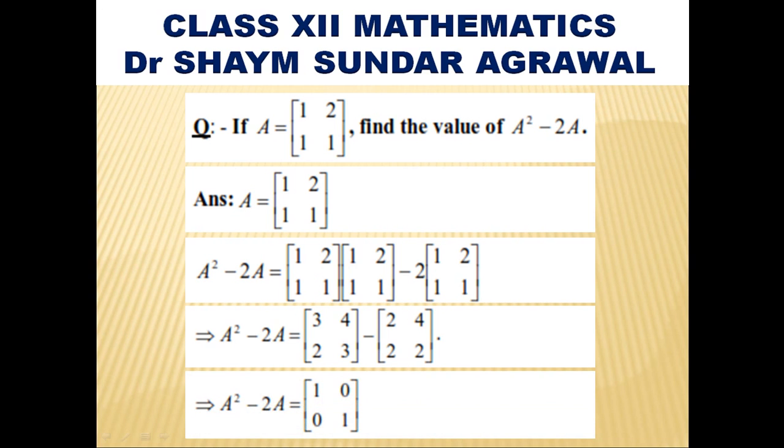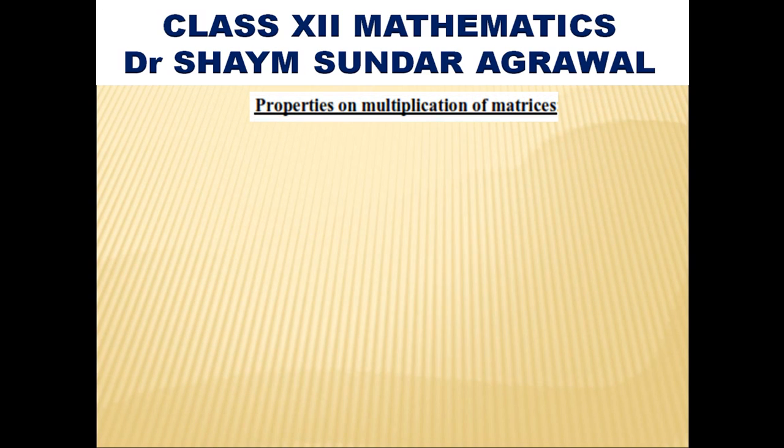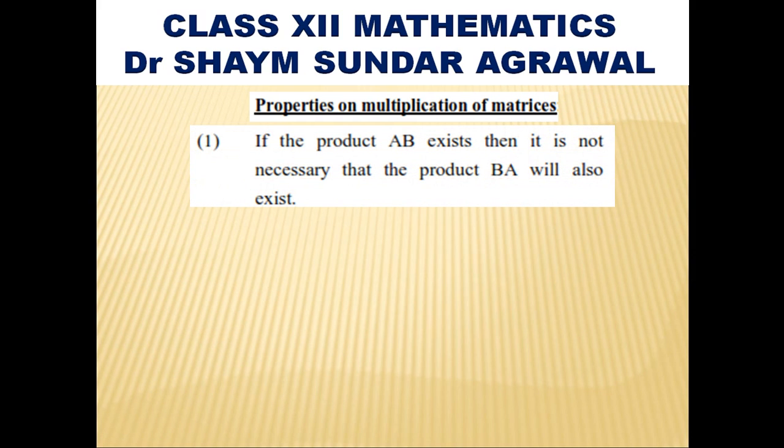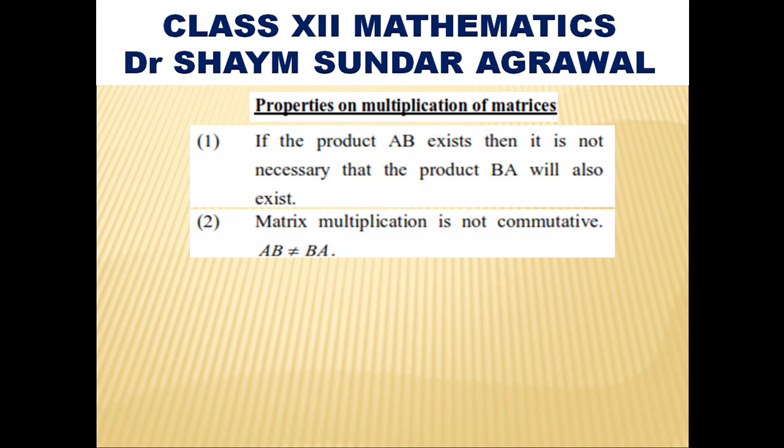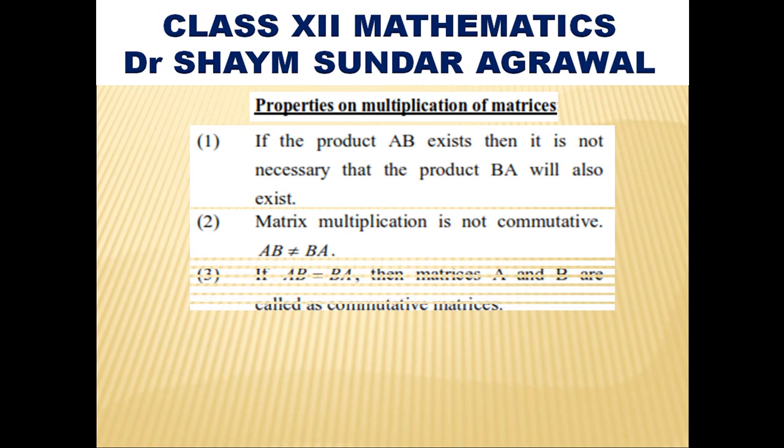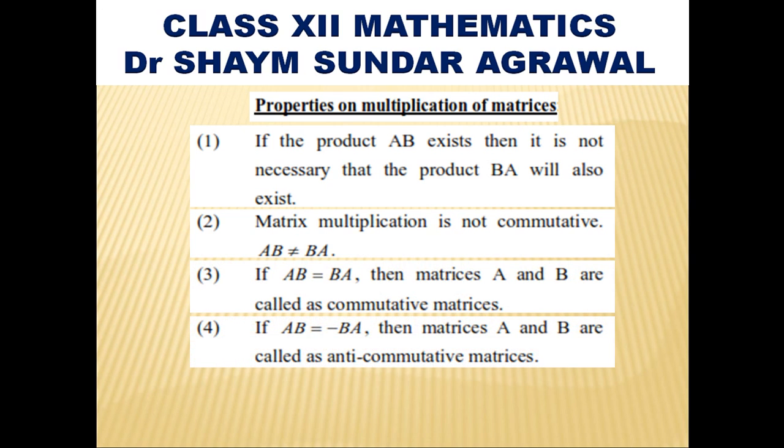Properties of matrix multiplication. If the product AB exists, then it is not necessary that the product BA also exists. We have seen that in the first example. So, matrix multiplication is not commutative. Next, if AB is equal to BA, then matrices A and B are called commutative matrices. If AB is equal to minus BA, then matrices A and B are called anti-commutative matrices.